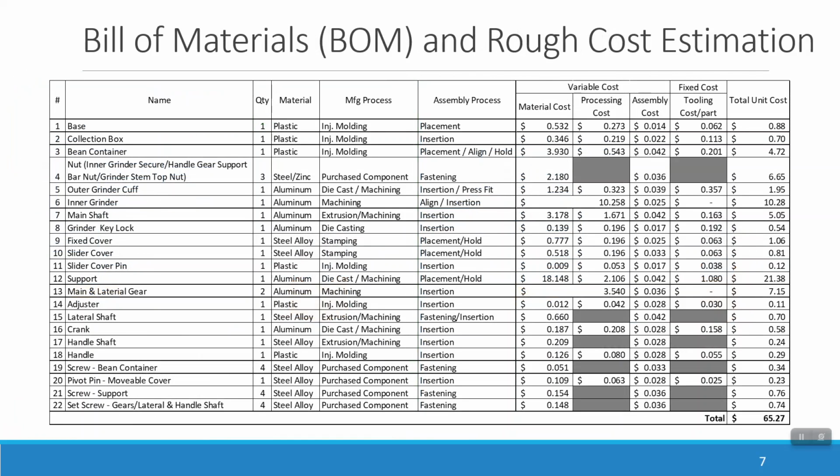This is our bill of materials with our part materials, processes, and part costs. The components are produced from injection molding, die cast, machining, extrusion, and stamping processes. The components with the largest effect on the total unit cost include the inner grinder and the support. The grinder component has detailed features that require careful machining. The support has a more complex shape that will be die cast and have additional machining steps. We assumed a labor rate of $10 per hour with a volume of 1 million when developing this cost data.